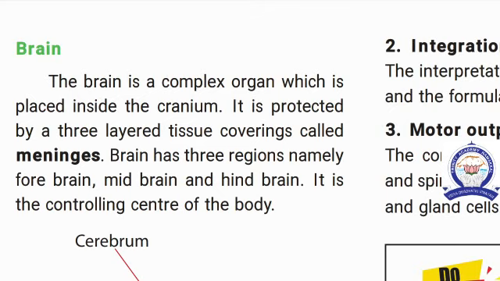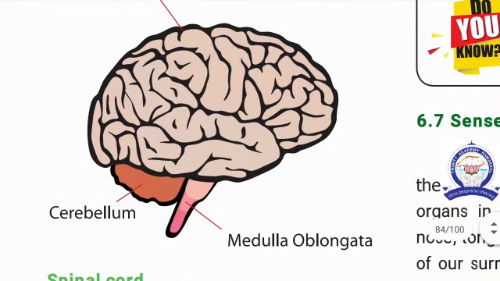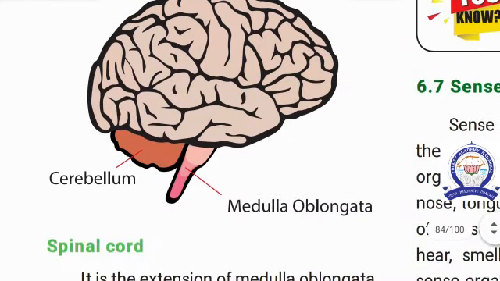The brain consists of three parts: forebrain, midbrain and hindbrain. The forebrain is known as cerebrum. Midbrain is known as cerebellum. The hindbrain is known as medulla oblongata. What is the function of the brain? It is the controlling center of the body.